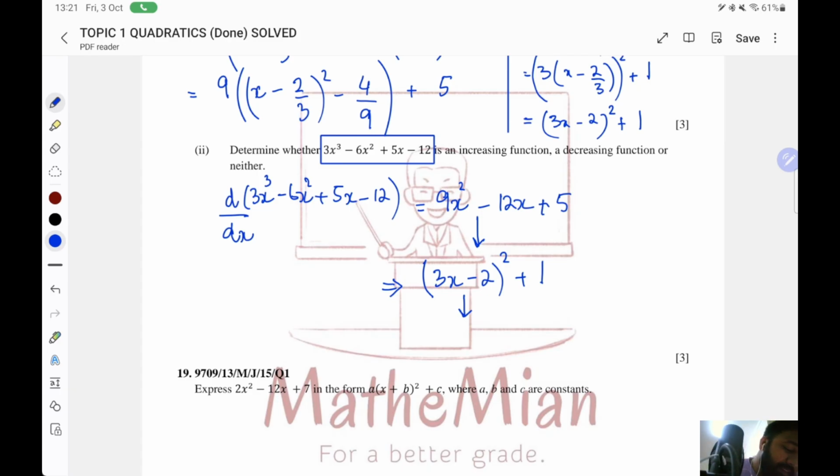So since the output will always be positive, it's an increasing function. Do you understand? Since it's always going to give you a value greater than 0, it is an increasing function.